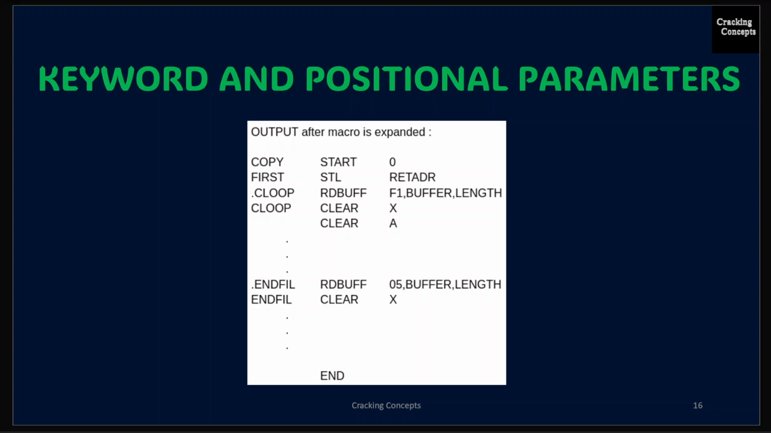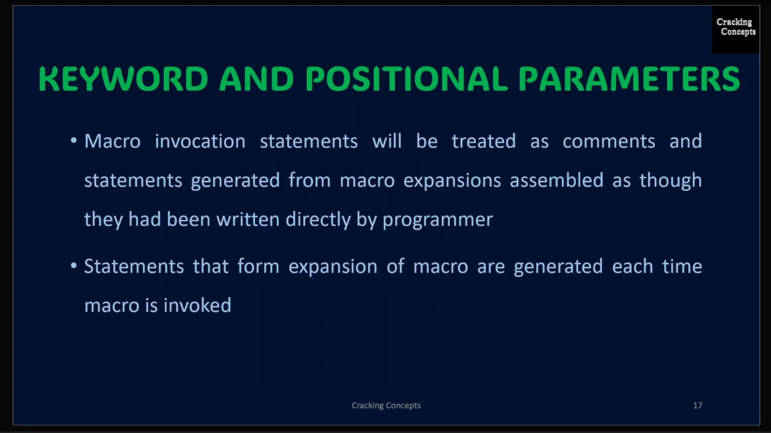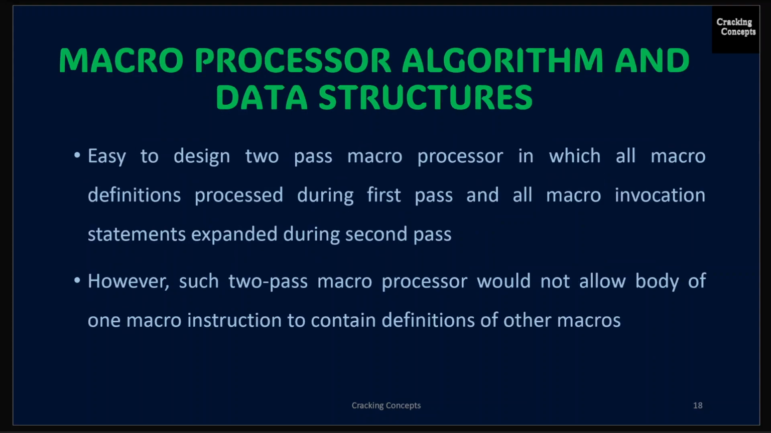After macro processing, the expanded file can be used as input to the assembler. The macro invocation statements will be treated as comments here, and the statements generated from the macro expansion will be assembled exactly as though they had been written directly by the programmer. The statements that form the expansion of a macro are generated and assembled each time the macro is invoked.